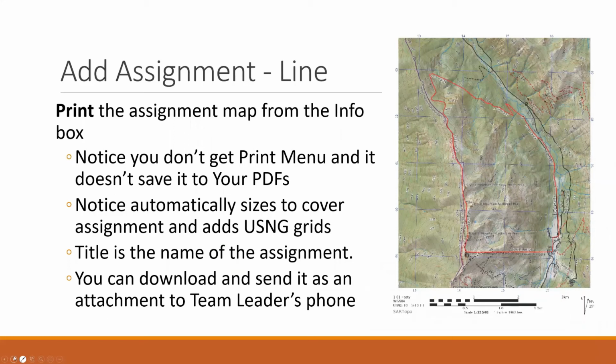Print the assignment map from the info box. Notice you don't get a print menu and it doesn't save it to your PDFs. Notice it automatically sizes to cover the actual assignment that it's printing. It'll also add the grid, U.S. National Grid. The title of the map will be the name of the actual task, and then you can text or email the GPX file to your task leader so that they can bring it into their GPS.